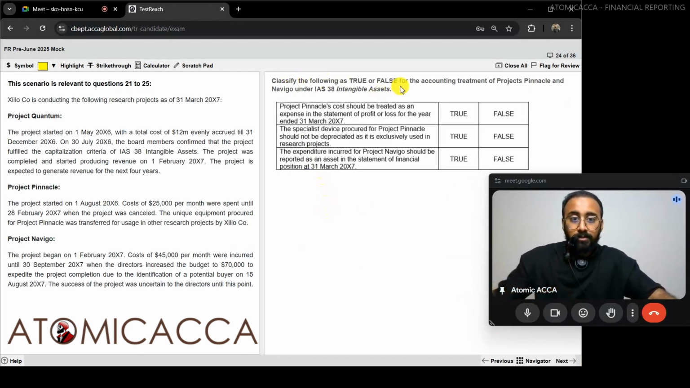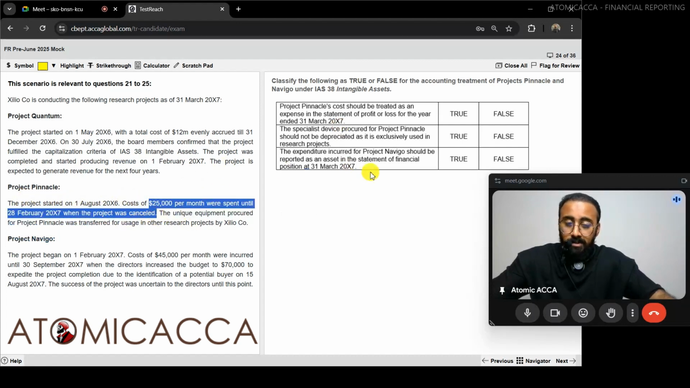Classify the following as true or false for accounting treatment for Project Pinnacle and Project Navigo under IAS 38. Project Pinnacle's cost should be treated as an expense in the SOPL for year ended 31st March X7. What was the Project Pinnacle story? They cancelled the project. So yes, they have to treat everything as an expense.